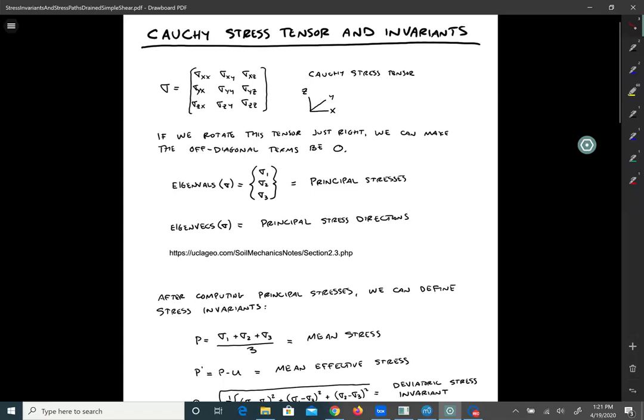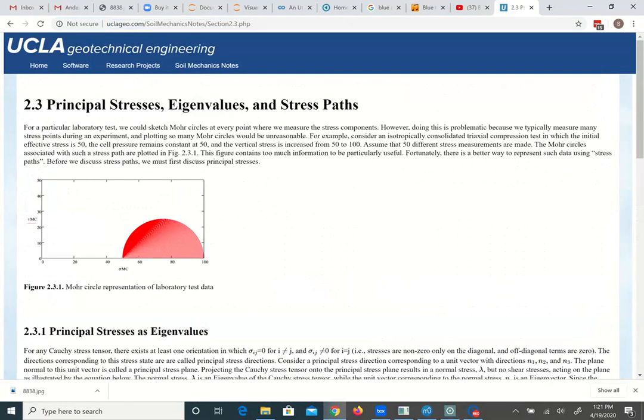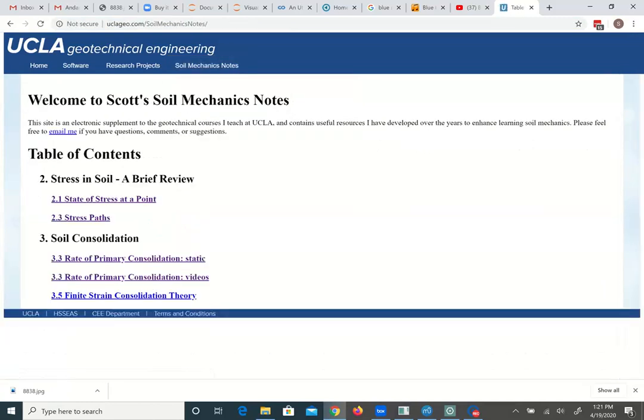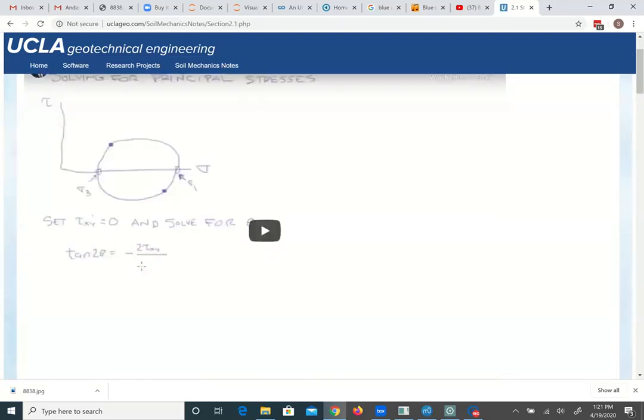I actually have a tool that you can use to study this. I have a URL put in the notes right here, and I'm going to go over to that website now. Actually, there's two different pages, so I'm going to go back to state of stress. If you go here, I have a YouTube video you can watch.